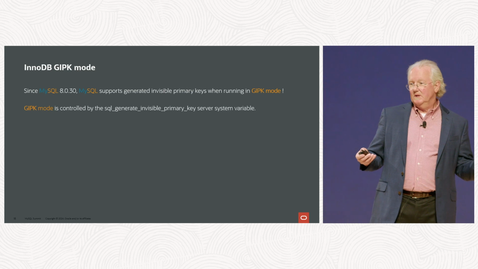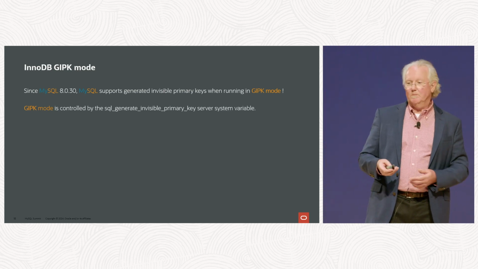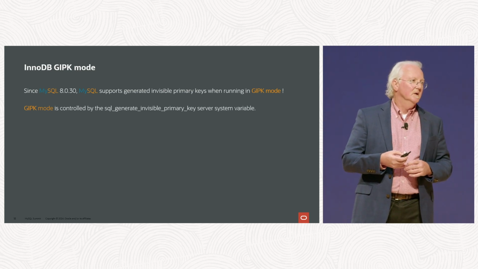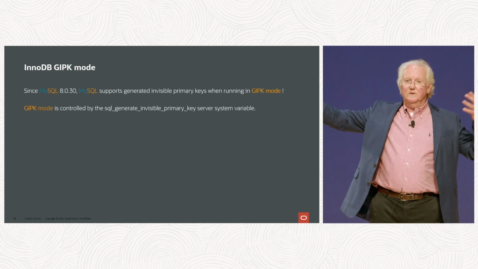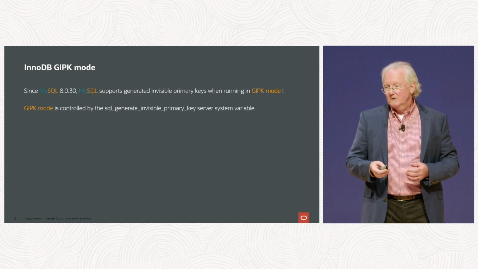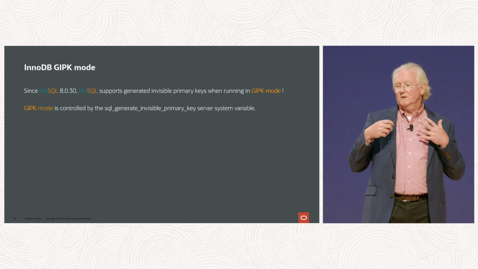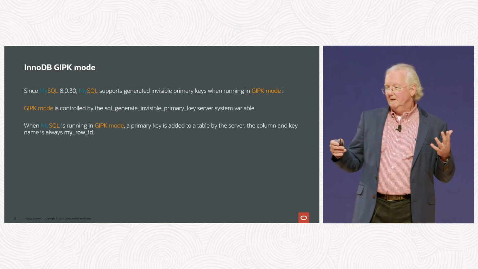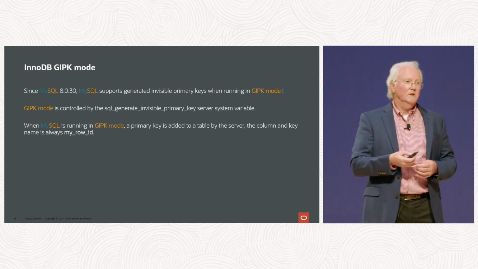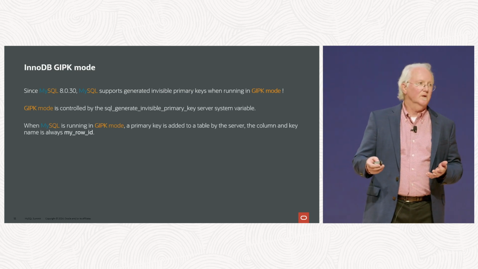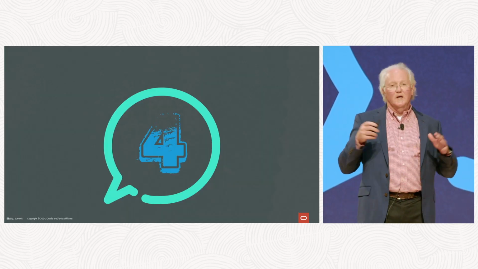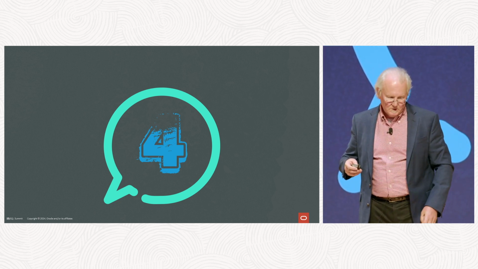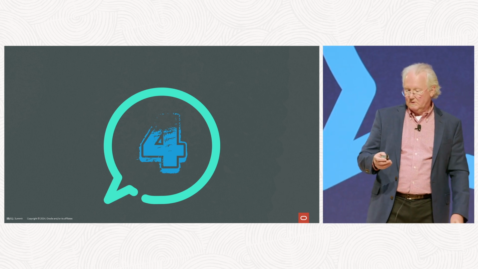So there's this GIPK mode, right? We put this in because if you're doing HA, you need to have a key so that we can share things across the servers and such. This controls the creation of these invisible keys. When it's running, it's hidden, it's called my_row_id, right? So it's in there, so you can get to it. And a lot of times these row IDs are good things to use if you need to get rid of duplicate data, things like that. So that's good to know.